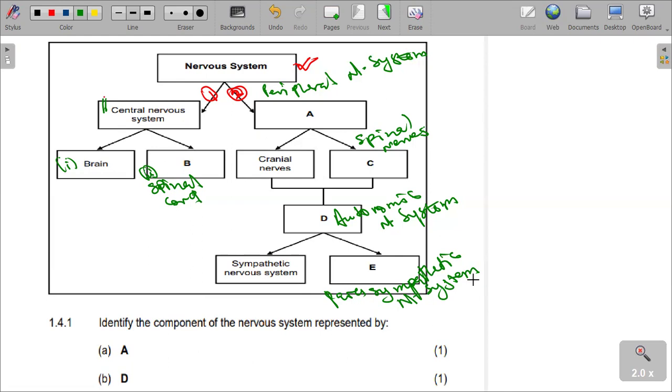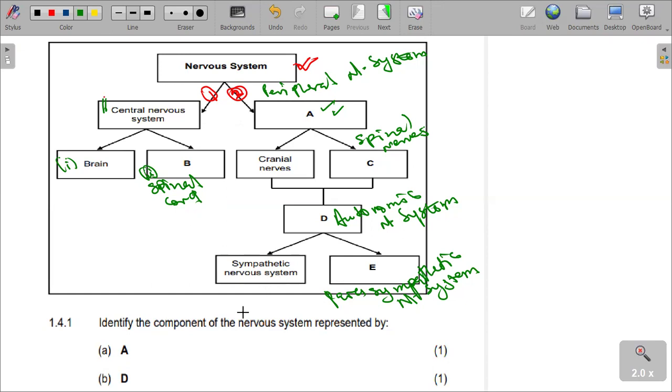I've just presented this to you so that you understand this before you go into any question that might arise. This is a flow diagram used to present the human nervous system, which is divided into two: the central nervous system made up of the brain and the spinal cord, and the peripheral nervous system, indicated by A on our diagram, which is divided into the cranial and the spinal nerves. They combine together to form the autonomic nervous system, which branches into the sympathetic and the parasympathetic nervous system.